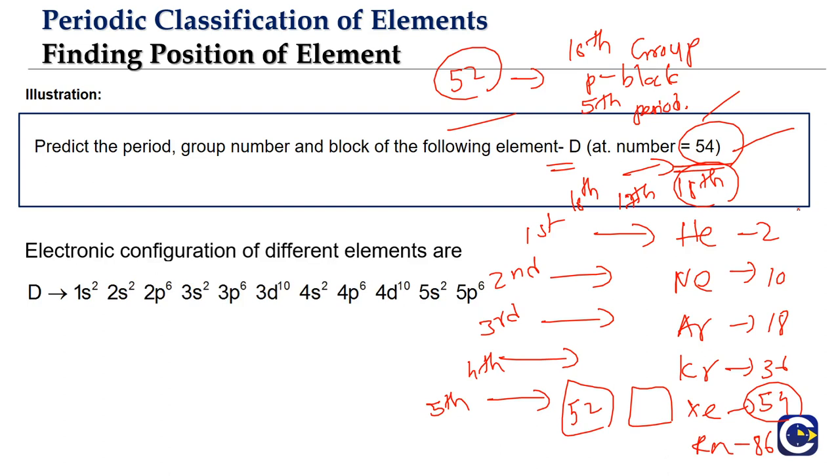Okay, so look at it. 1s2, 2s2, 2p6, 3s2, 3p6. Then we'll fill 4s. Then we'll come to 3d. So it will be 3d10, 4s2. Then 4p6. Then we'll fill 5s. Then we'll fill 4d. Then 5p.